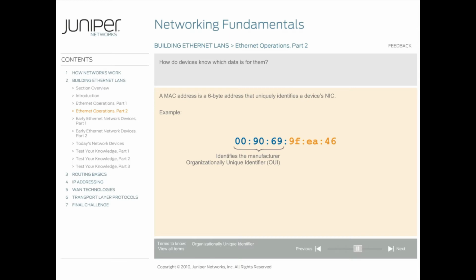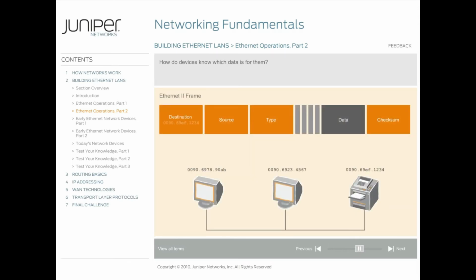In our example, we've used 00, 90, 69, which is the Juniper Networks OUI. The manufacturer then uses the remaining 3 bytes to assign a unique number to the NIC. When the NIC is ready to send data, it adds the destination and source MAC addresses into the frame and transmits it on to the segment.